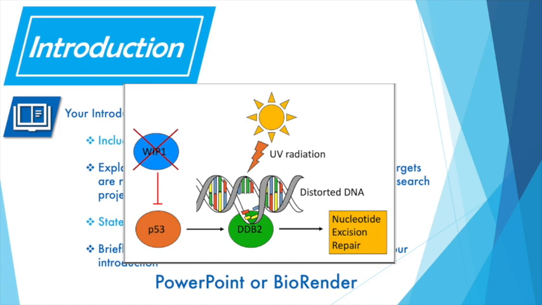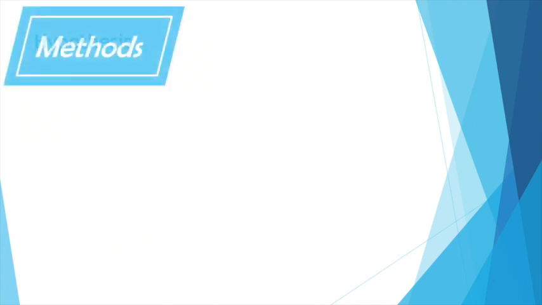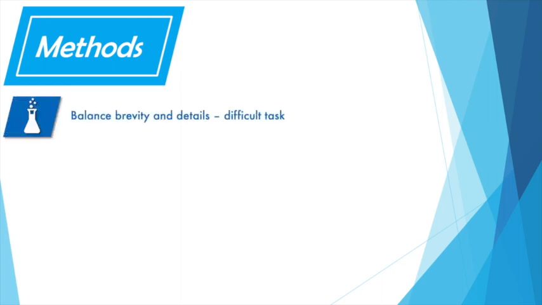Next, let's move on to the methods section, which is notorious for eating through your word count if you're not careful. You must be able to balance brevity and details within the section, which is quite a daunting task if you've never done it before. The easiest way to get a hang of this is to read other papers, since the methods that you've used, cell culture, Western blotting, PCR, they've all been done before.